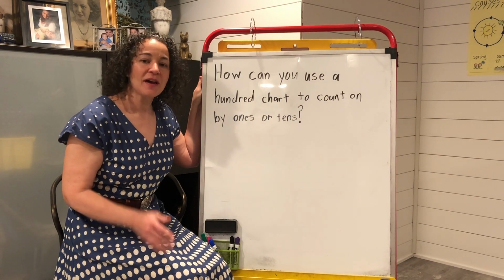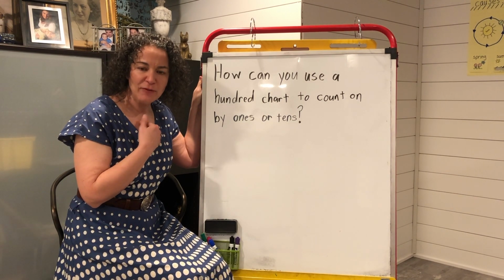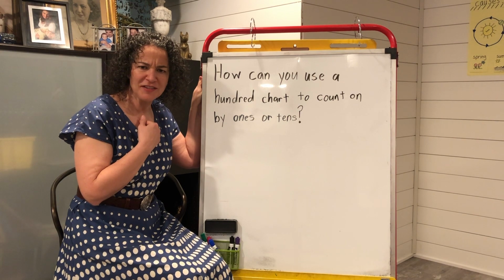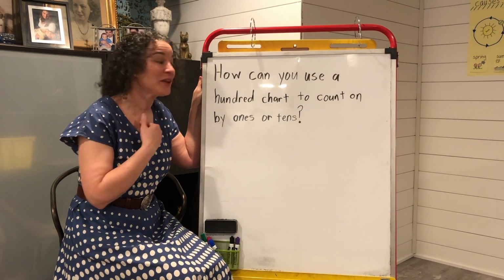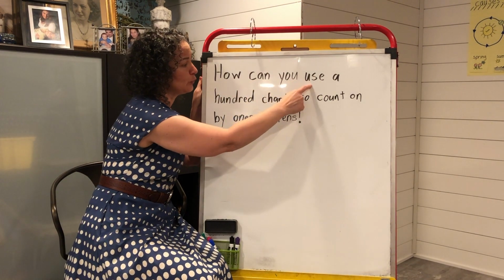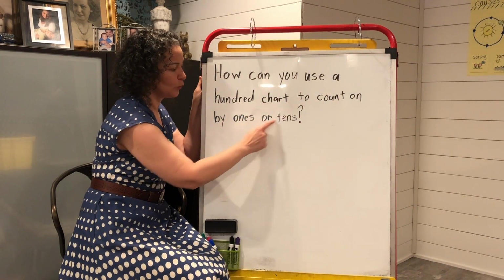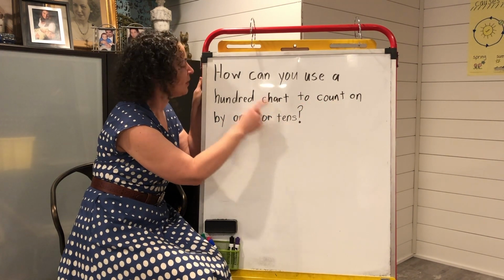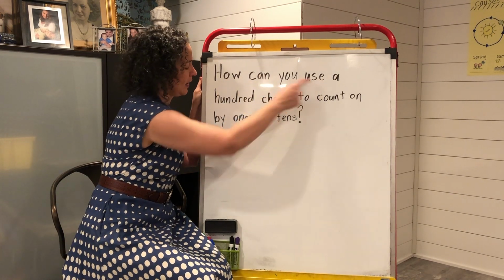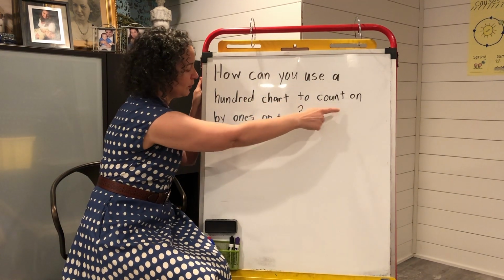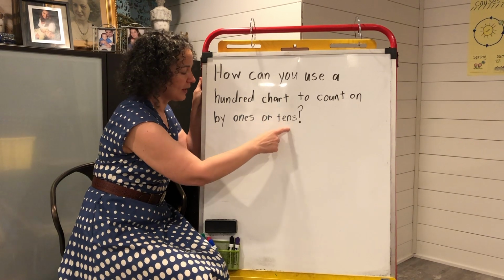All right, my friends, I'm going to read the I can statement, and then after I read it the first time, would you read it with me the second time? You will? Fabulous. Here we go. How can you use a 100 chart to count on by ones or tens? Read it with me this time. How can you use a 100 chart to count on by ones or tens?